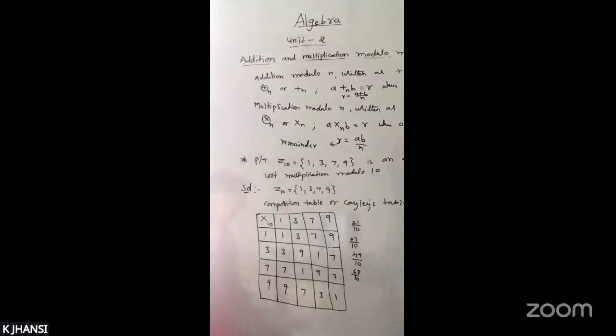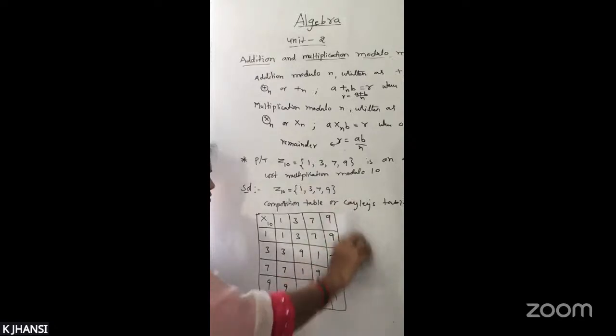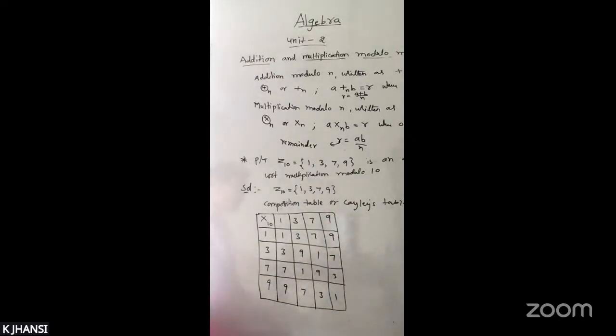Okay. So like this you have to find the composition table depending upon the operation. If it is addition, you have to find that modulo. If it is multiplication, you have to find that modulo.